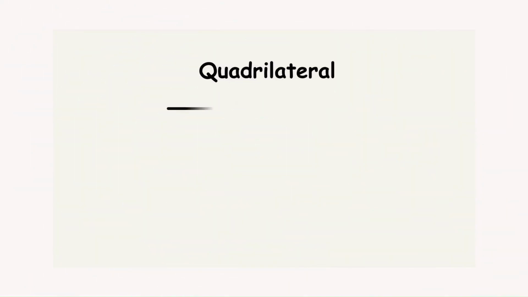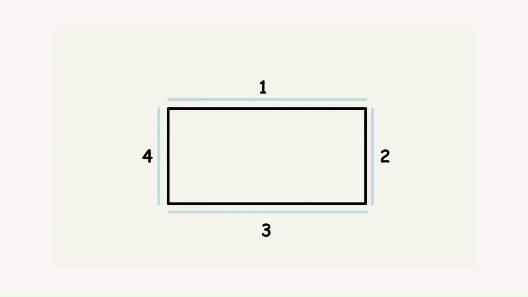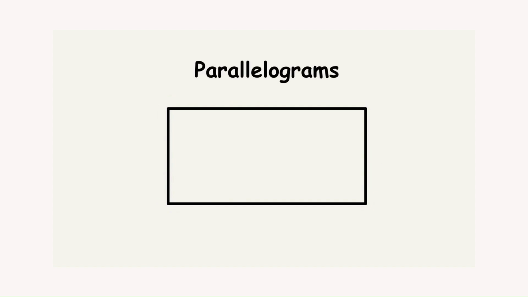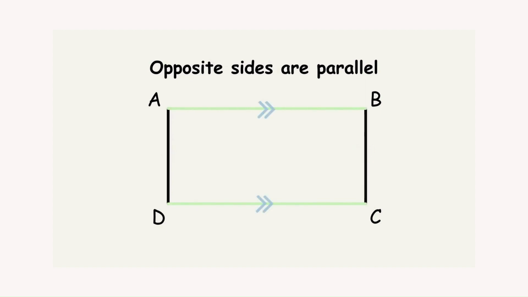A rectangle is a quadrilateral, and a quadrilateral is a four-sided polygon. Rectangles are also a special type of quadrilateral known as parallelograms. So let's say we have this rectangle ABCD. Like a parallelogram, opposite sides are parallel. So BC is parallel to AD. In addition to that, we could say that AB is parallel to DC.